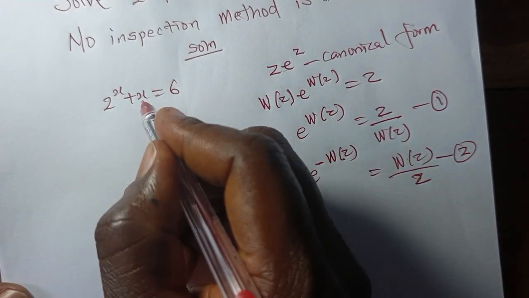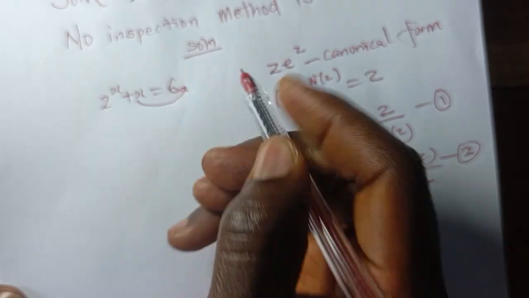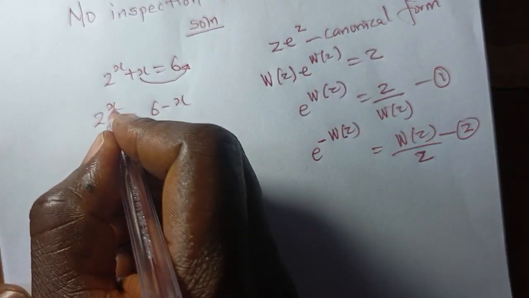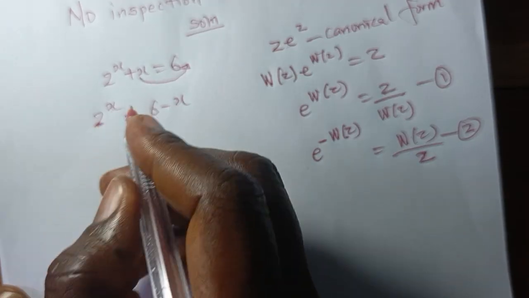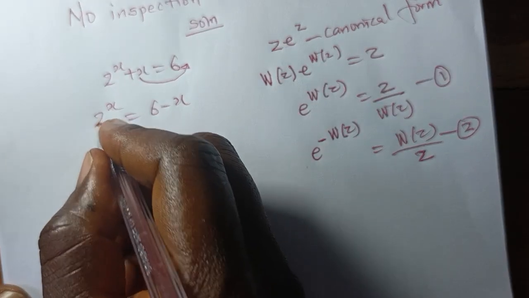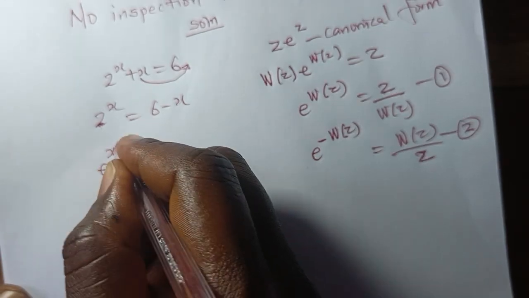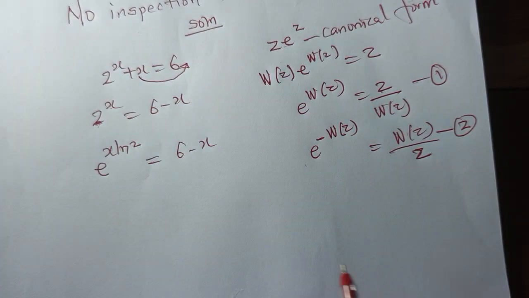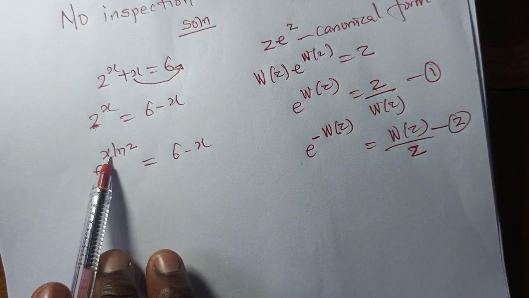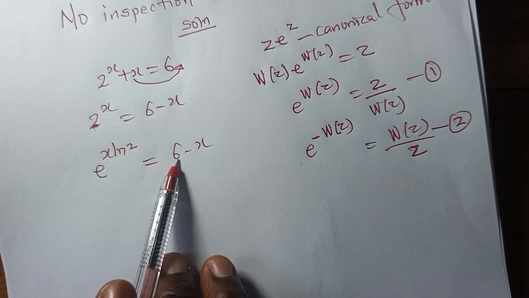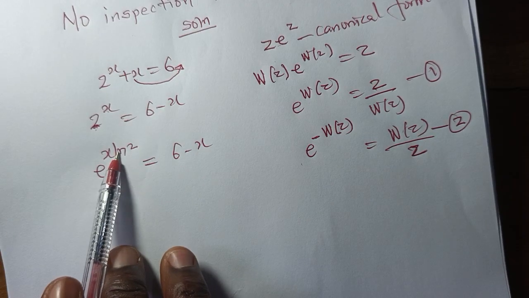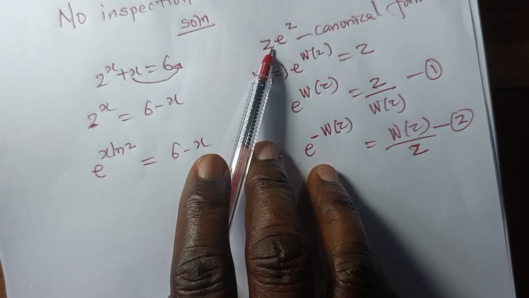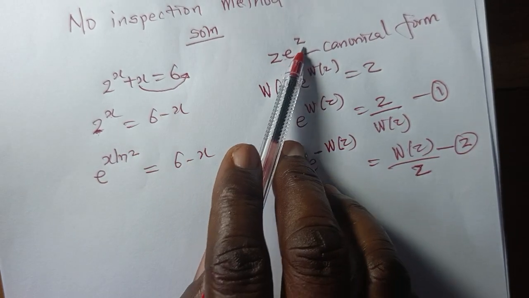Now the first step we are going to take is to take x to the other side of the equation. So we have 2 raised to power x equals 6 minus x. The next thing we are going to do is introduce the logarithm function. This can be written as e raised to power x ln 2, which is equal to 6 minus x. Now when you look at this, the power here is x ln 2 and the base here we have 6 minus x. We are going to make these two equal so that we can apply the Lambert W function, that is in the form of s multiplied by e raised to power s.